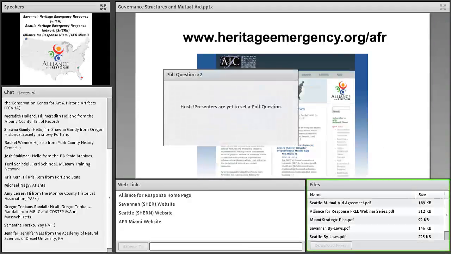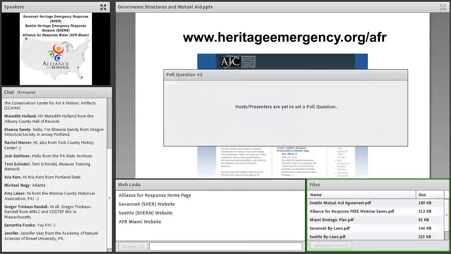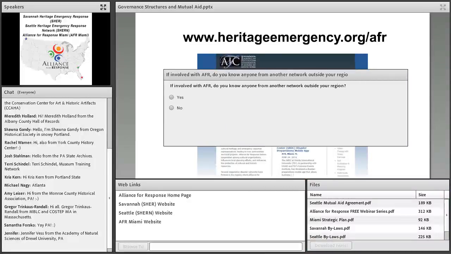If involved with Alliance for Response, do you know anyone from another AFR network outside of your region? For this question, we're mostly curious to see how much information is getting shared between networks, and not just those that are local to your own Alliance for Response group. Okay, great. I'm seeing that the majority of you are in touch with others, which I think is really wonderful to see, and there's evidence of the fact that you all are learning from each other. So it's great. There are the results for everyone to see.